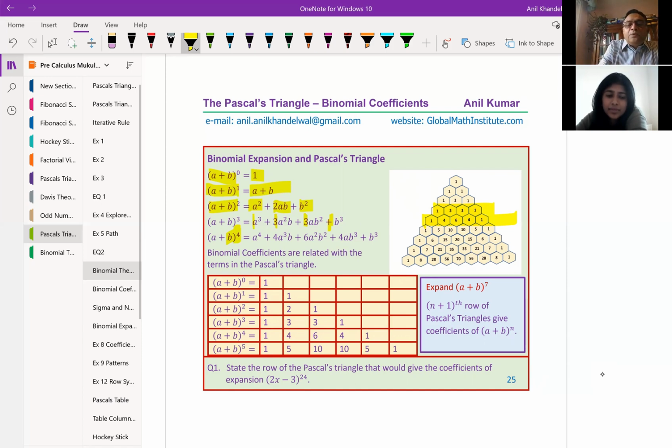So for a plus b to the power of 4, we can write a to the power of 4 to begin with, then a cube b, a square b square, a b cube, and b to the power of 4. But we don't know what the coefficients are. Pick them up from Pascal's triangle: 1, 4, 6, 4, 1. You're done. And the sum of the exponents will be equal to n. Yes, the a and b exponents will add up to 4 all the time. That you know from the binomial theorem expansions.